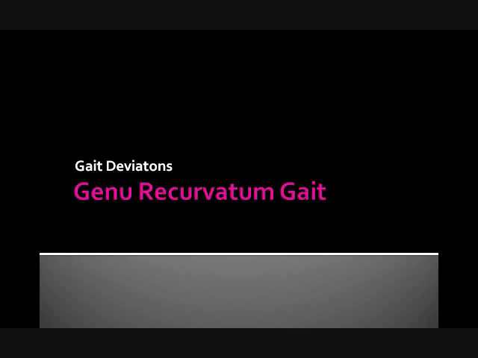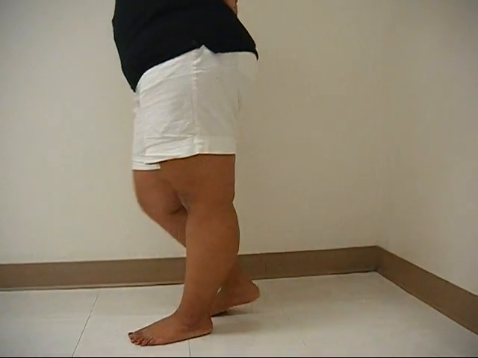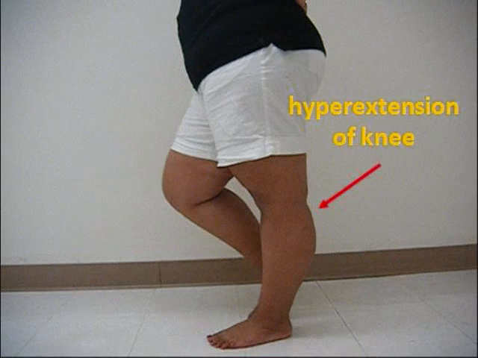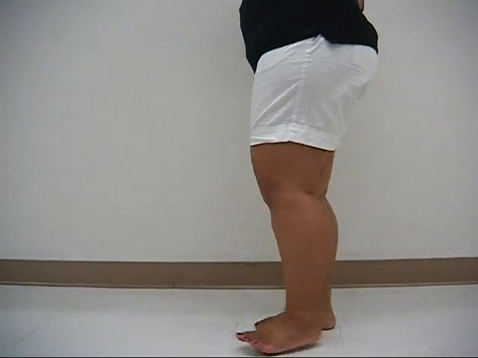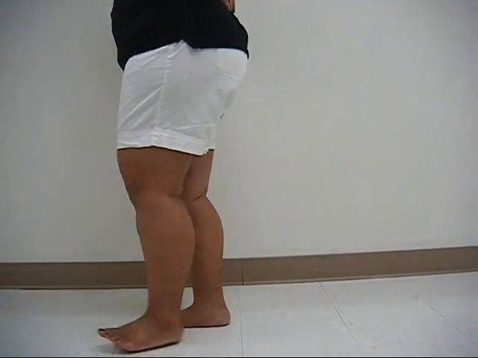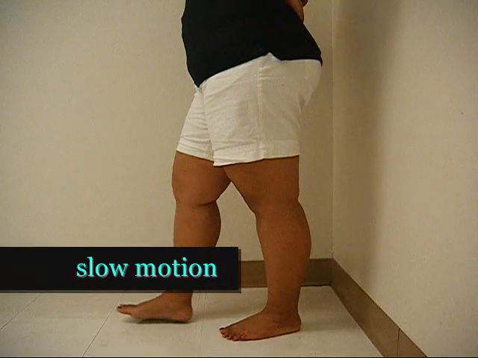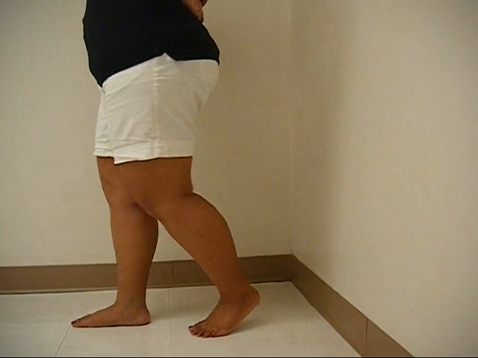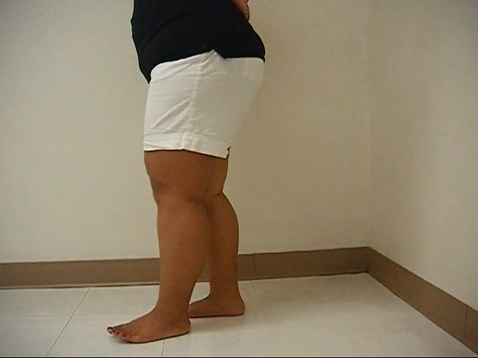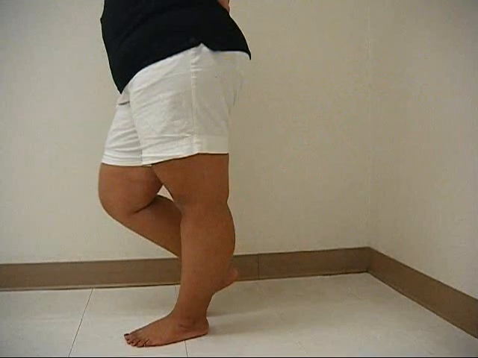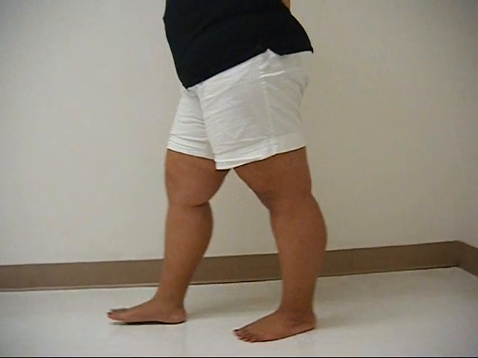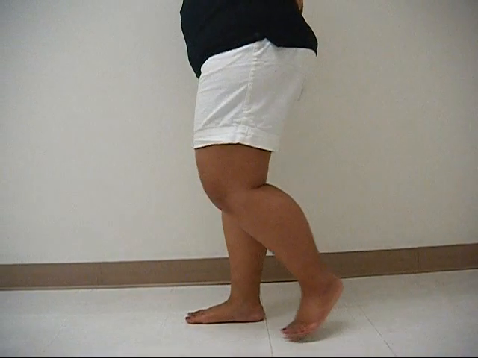Genu recurvatum. Genu recurvatum occurs with the excessive hyperextension of the knee during stance phase of gait. There are two reasons for this deviation. The first is the long-term paralysis of the quadriceps, which creates an overstretched posterior capsule of the knee. This may also involve paralysis of the knee flexor muscles, which fail to limit knee extension.